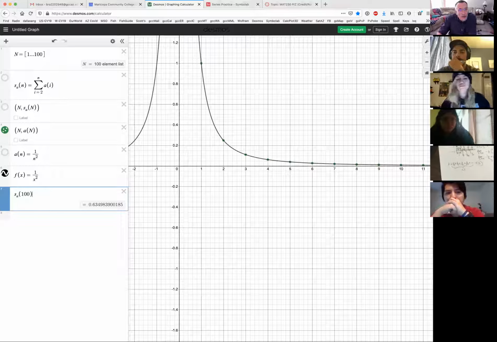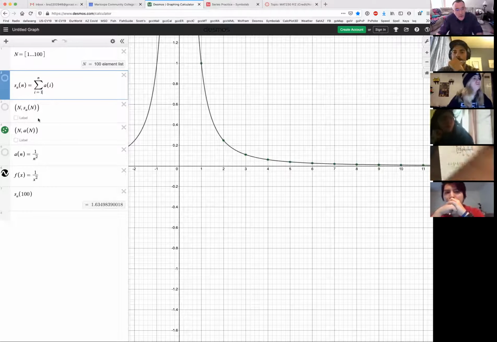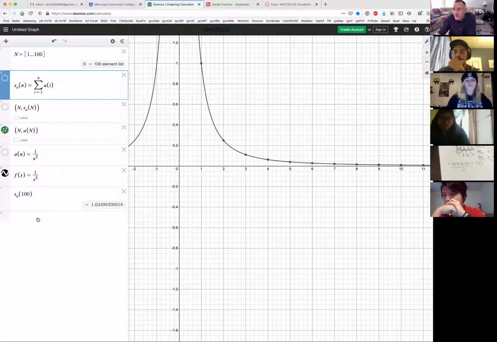Did I get everything right? Oops. This is starting at 2. This needs to start at 1. Should be bigger. That looks better, doesn't it? It's more than the first rectangle, which was 1. And it's less than the area under the curve, which was 1. So 1 plus the 1 less than 2, we're in good shape.